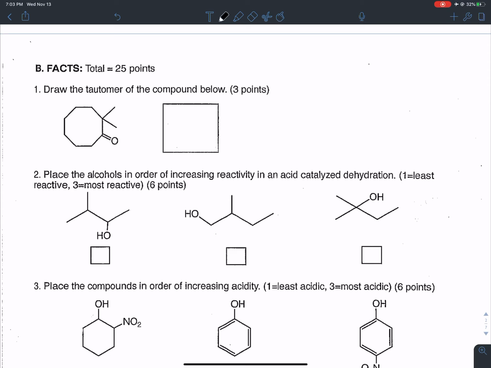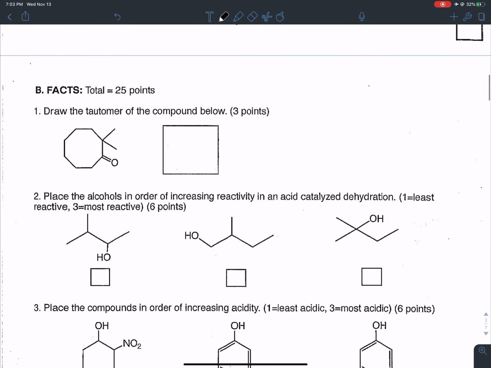All right, so let's jump into the first one. Draw the tautomer of the compound below. So what kind of tautomerization has Dr. Bean been talking about? Keto-enol tautomerization. What that means: you've seen some reactions that turn an alkyne into an aldehyde or a ketone. Let's go ahead and use a bigger one instead, just because I feel like it.